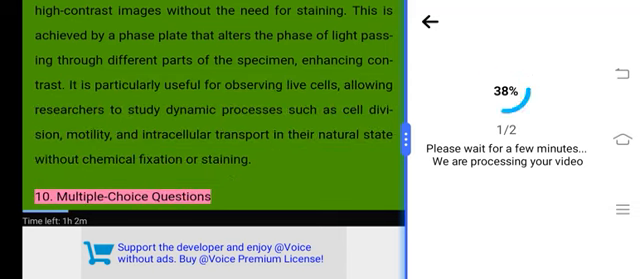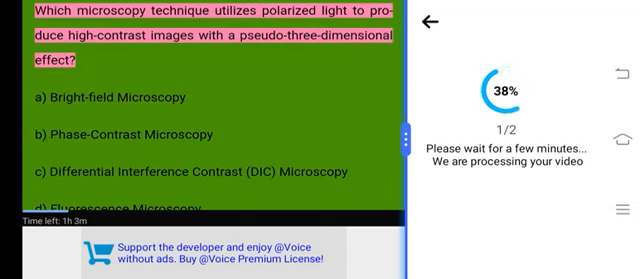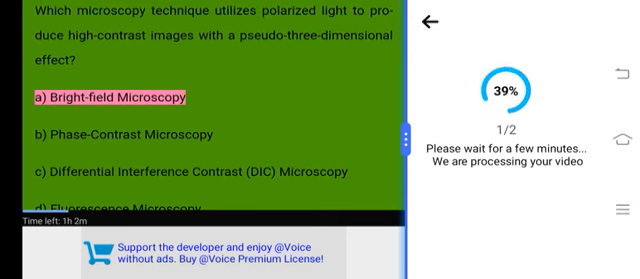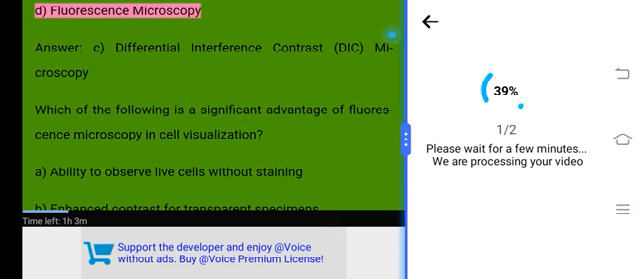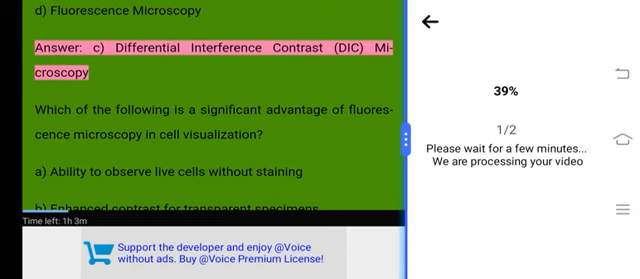10. Multiple choice questions. Which microscopy technique utilizes polarized light to produce high-contrast images with a pseudo-three-dimensional effect? A. Bright field microscopy. B. Phase contrast microscopy. C. Differential interference contrast, DIC microscopy. D. Fluorescence microscopy. Answer. C. Differential interference contrast, DIC microscopy.